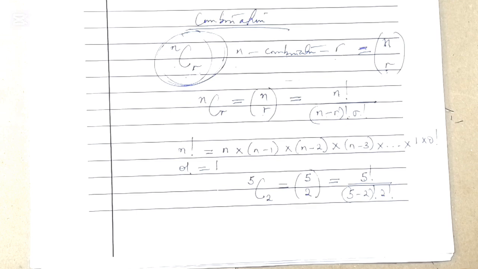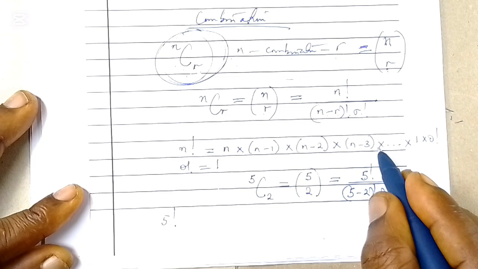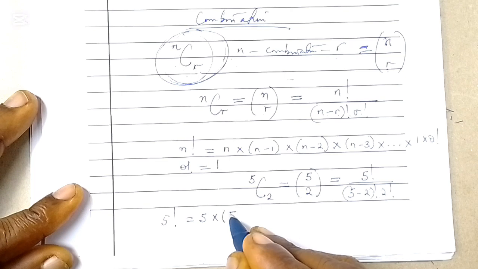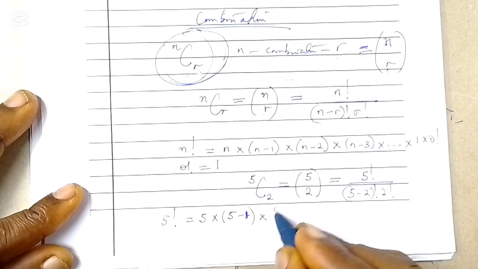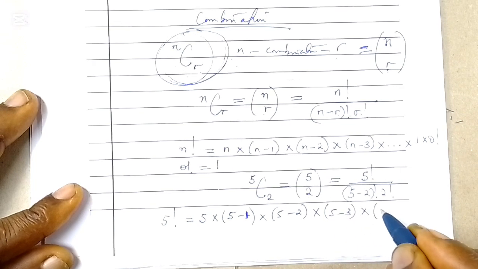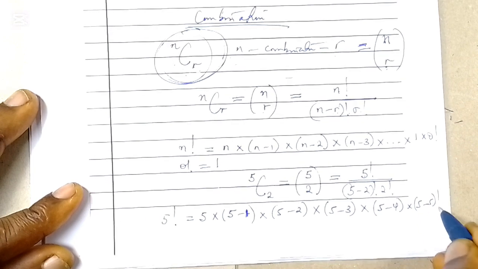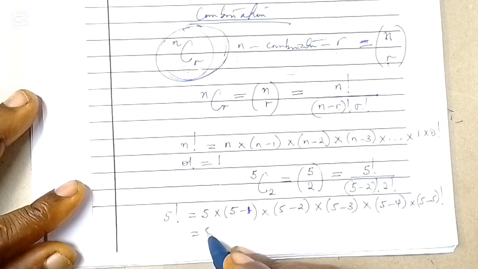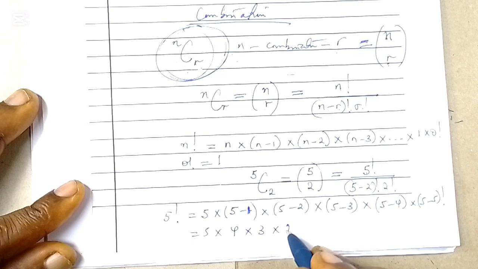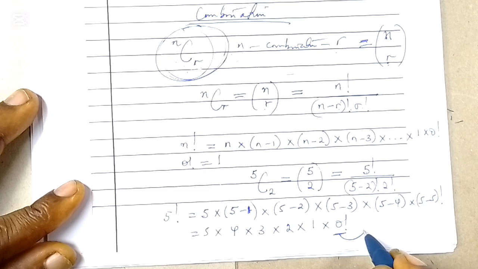Now, please take note of something. 5 factorial, according to what I have just told you, is 5 times 1 short of 5, which is 5 minus 1, times 5 minus 2, times 5 minus 3, times 5 minus 4, times 5 minus 5 factorial. And this will give you 5. 5 minus 1 is 4. 5 minus 2 is 3. 5 minus 3 is 2. 5 minus 4 is 1. And 5 minus 5 is 0 factorial, which in itself is 1.